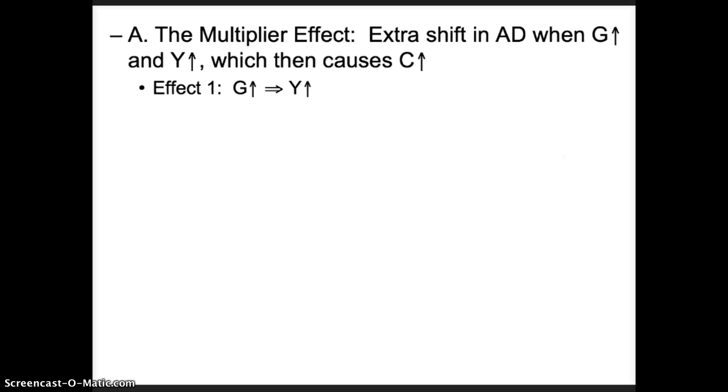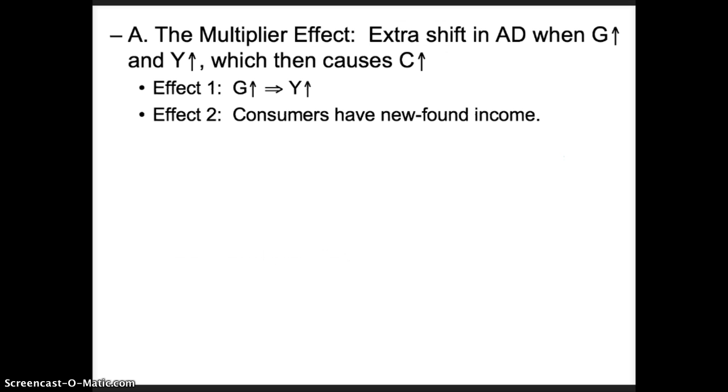Effect 1 is straightforward. Government spending increases, say, by 100 billion. GDP increases by 100 billion. Effect 2 is the fact that consumers have newfound income due to the increase in GDP. Households will spend some of this new income and deposit a portion into the bank.